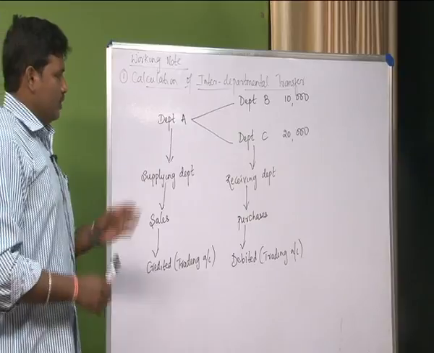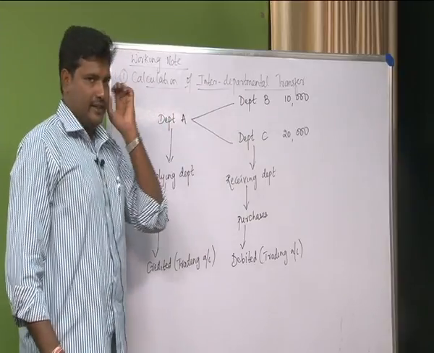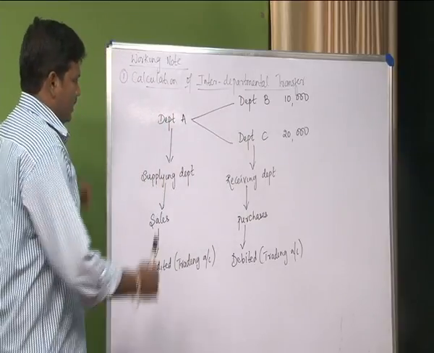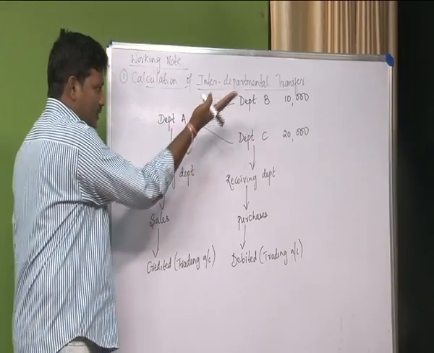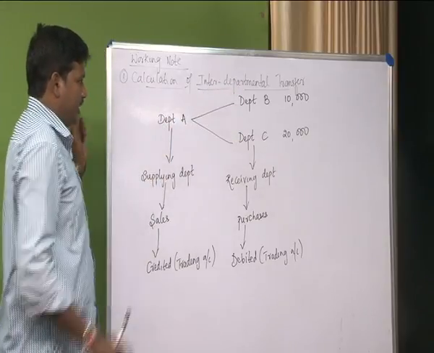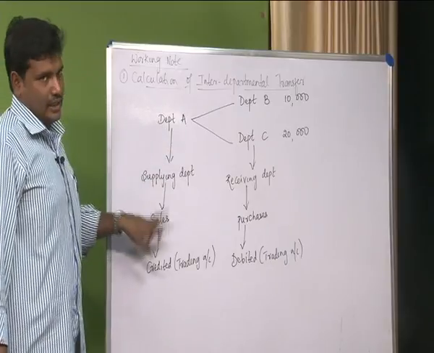In the same way, when we write sales under the credit side of the trading account, we will take the entire 10,000 plus 20,000, that is 30,000, credited to department A as sales.